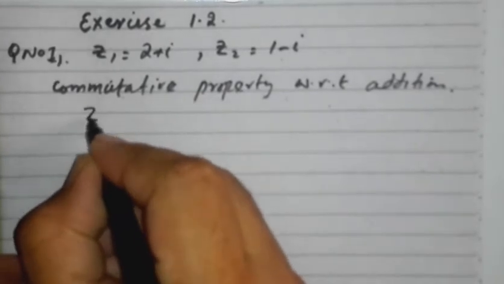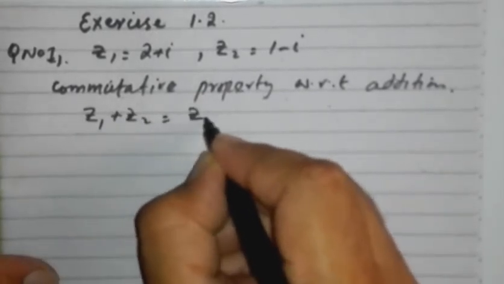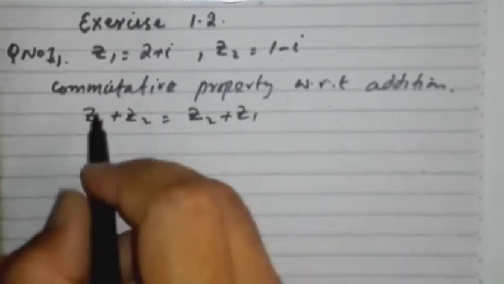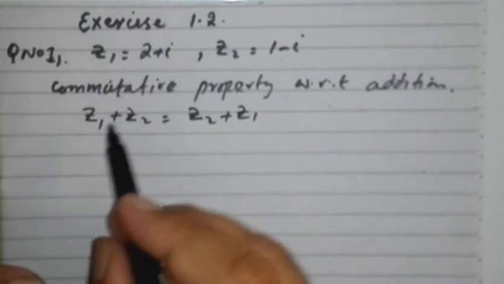Z1 plus Z2 is equal to Z2 plus Z1. This is commutative property with respect to addition.